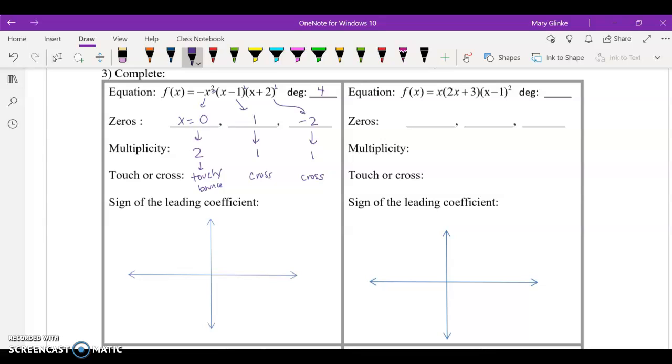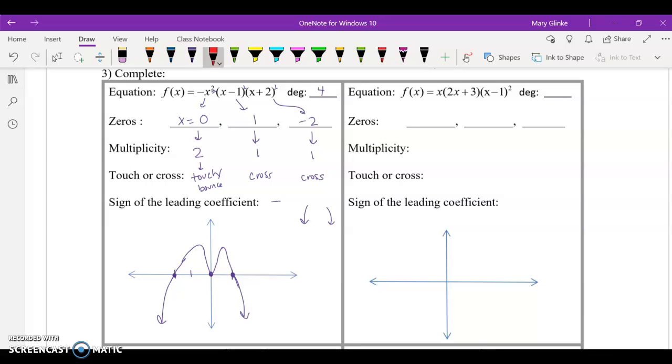So the sign of the leading coefficient is negative. So since it's negative and the degree is an even number, our graph should point down on both sides. So I'm going to go ahead and just start this rough sketch here. X equals 0, x equals 1, and x equals -2. Off on the ends here, I know it's going to be pointing down. I am going to be at -2 crossing through the x-axis and going from below to up above. At 0, I'm going to bounce and I'm going to stay up above. And then at 1, I'm going to cross through and go back below. This would be a rough sketch of our graph.